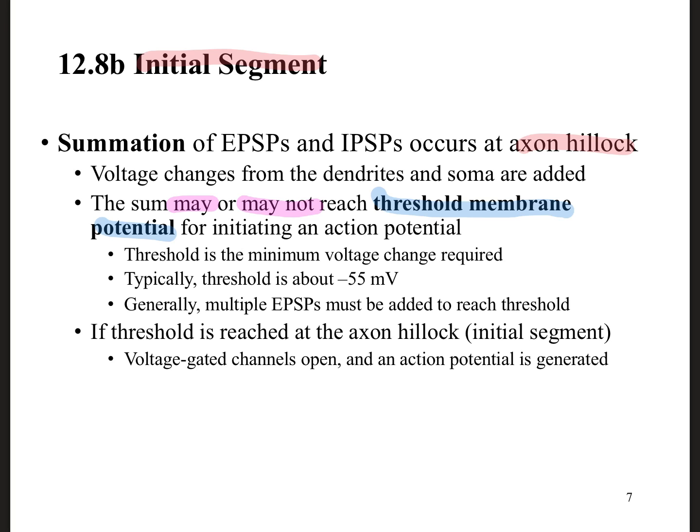So those sodium channels open. What part of the action potential are we in? Depolarization. Yes? Okay, those sodium channels are going to be open until they hit what voltage? Positive 30.